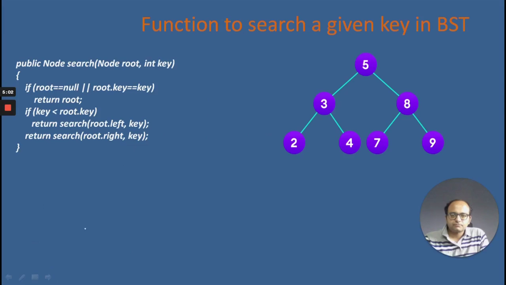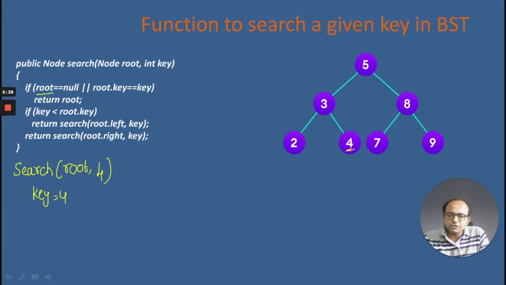Now this is the function which is used to search a key element in the binary search tree. So let us suppose we are considering a search function by passing the root node and its corresponding key value. So let us suppose I want to search for an element called 4. So the key value will become 4 now.